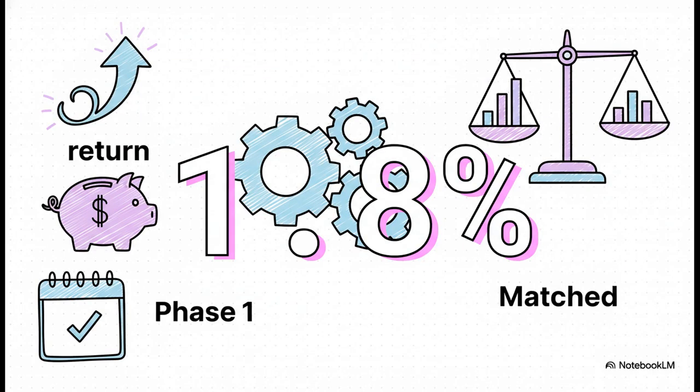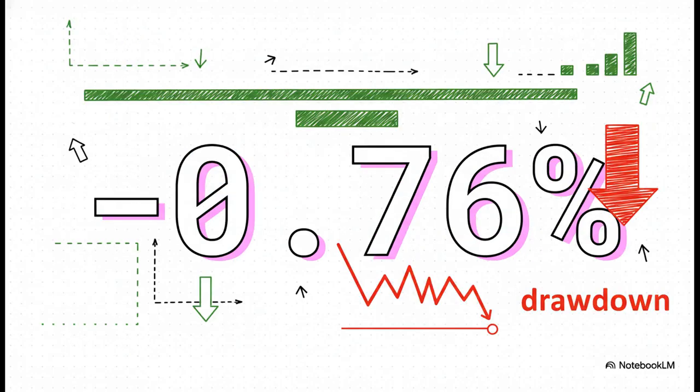Let's just zero in on that return for a second. The final realized return was 1.8%. What's so incredible here is that it's a perfect match. It's exactly what was calculated as the expected return all the way back in phase 1. And what about the risk? Let's talk about that drawdown. The actual maximum drawdown was just negative 0.76%. This is a really big deal, because it means the trade stayed well within that 5% maximum risk limit that was set from the very start.